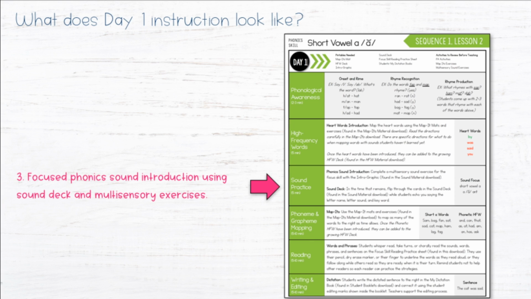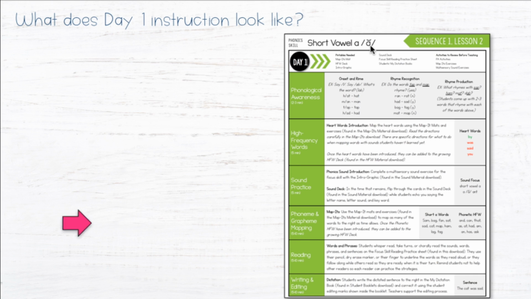So this is where you're explicitly teaching the phonics sound for this particular lesson. In this particular lesson, it is the short A sound. As you can see up here, it's the short A sound. So you're going to explicitly teach that sound using a sound deck and multi-sensory exercises. That's how you're going to teach the sound in day one.